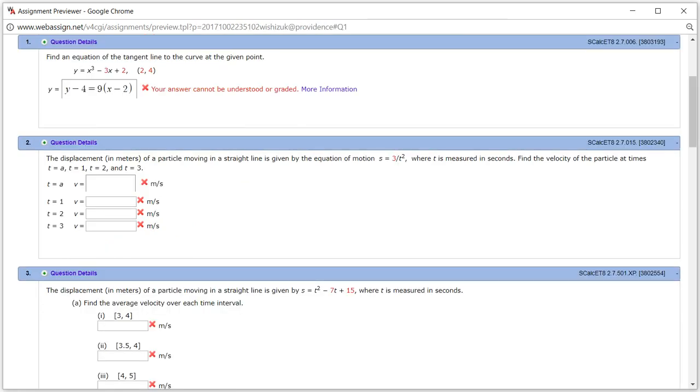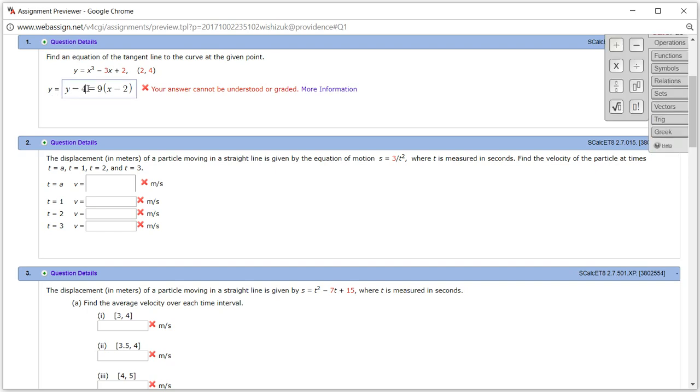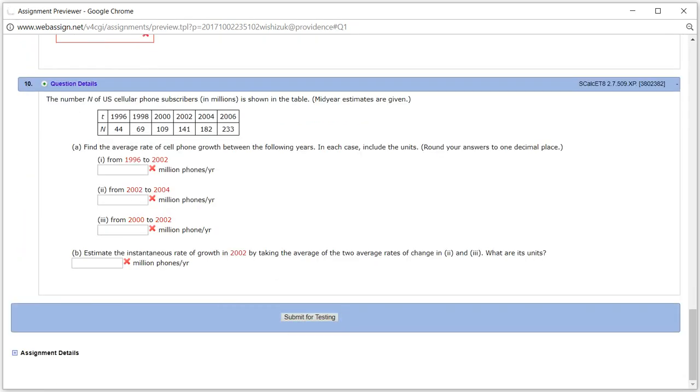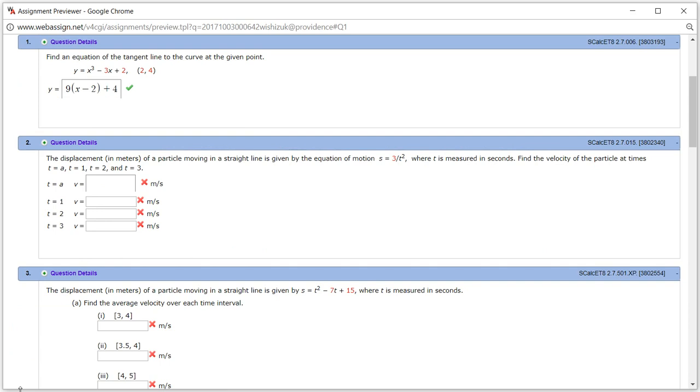Sorry, I messed it up. y is already written here. So what I need to do is add 4 to both sides, which means I'm going to have to put plus 4 at the end here. Then we have to get rid of this equal sign and y because it's already there. Let's check that. Submit for testing. It came back and looks like we got this one correctly.